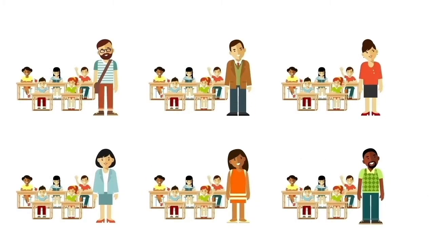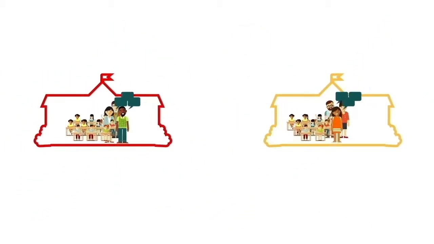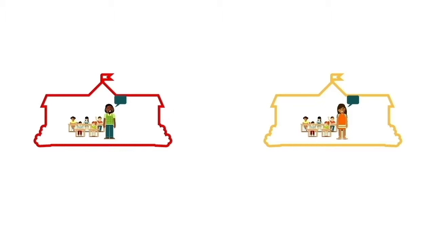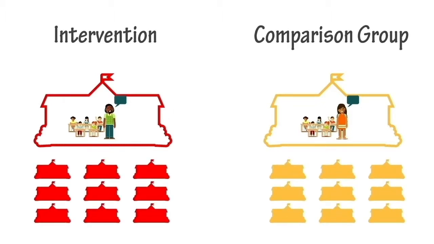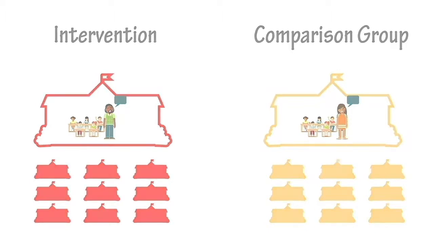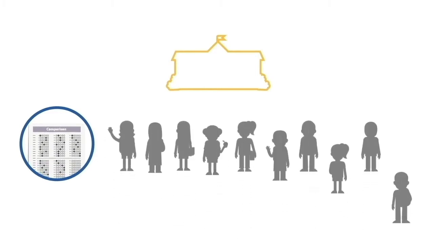Here's an example. Your program is designed to help teachers improve student math skills. Because teachers often share information with one another within schools, you decide to randomly assign the schools they teach in to receive your program, the intervention group, or to not receive your program, the comparison group. The schools in this case are the clusters. For each school, you will be gathering math scores from about 10 students.